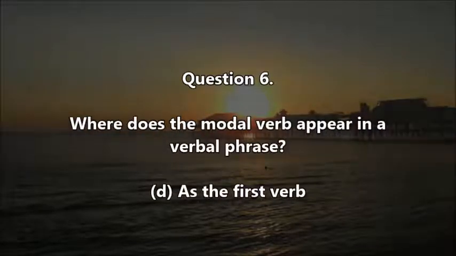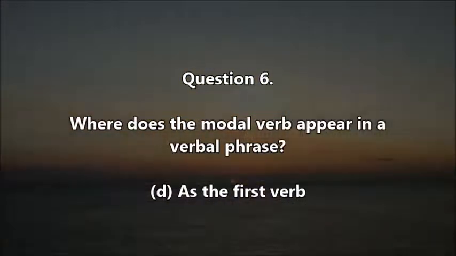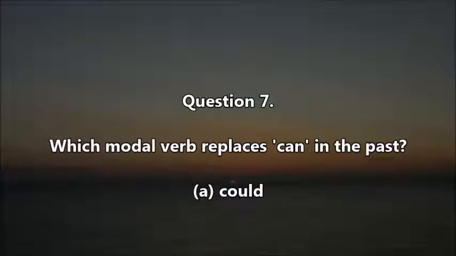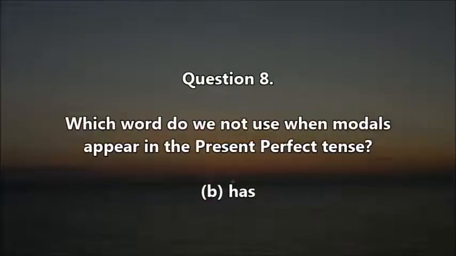Question 6. Where does the modal verb appear in a verbal phrase? D. As the first verb. Question 7. Which modal verb replaces can in the past? Well, that was A. Could. Question 8. Which word do we not use when modals appear in the present perfect tense? Well, that was B. Has.